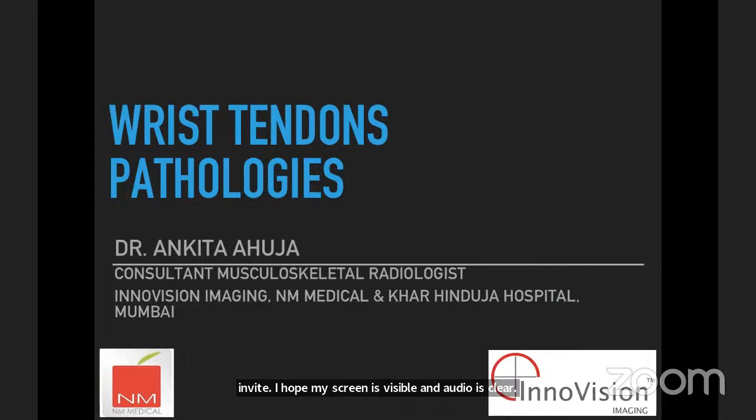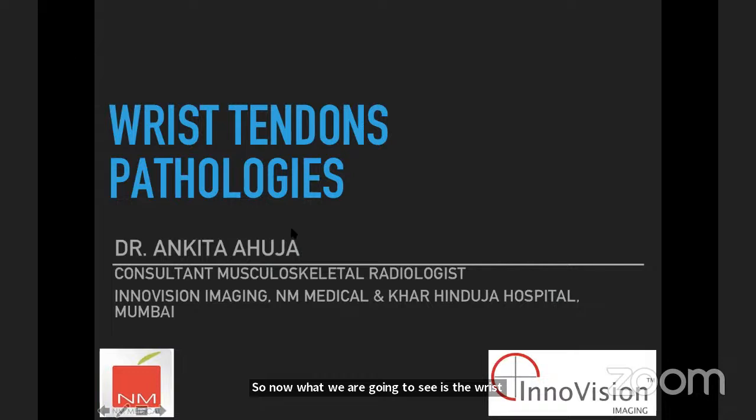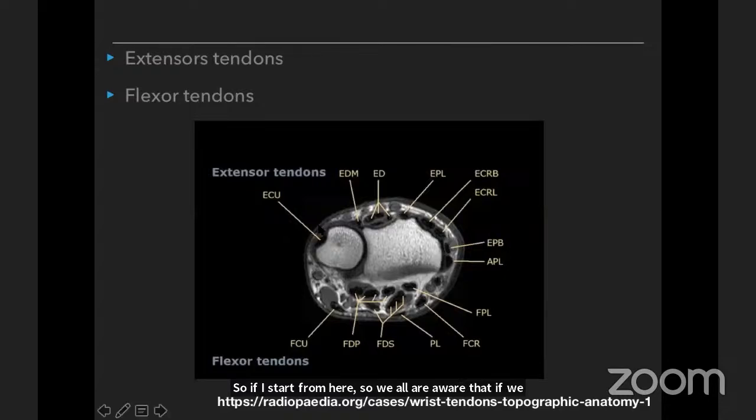So, hi guys, we have been discussing the wrist for the past hour. Now what we are going to see is the wrist tendon pathologies. We all are aware that around the wrist there are extensor tendons and flexor tendons, correct? Extensor tendons are divided into 6 compartments, on which I'm going to come later, and the flexor tendons, except a few, most of them pass through the carpal tunnel, right?